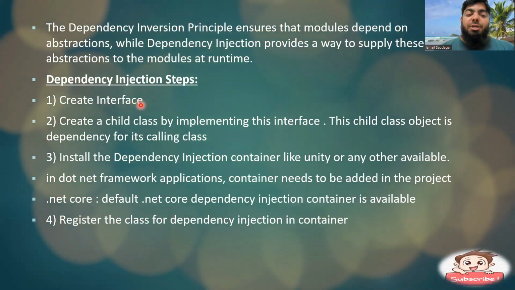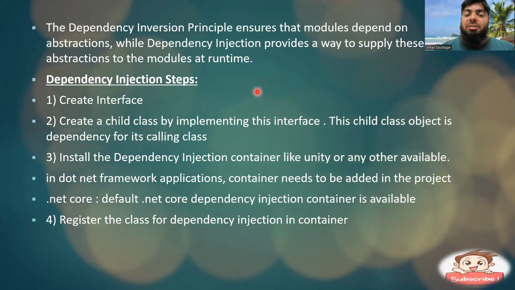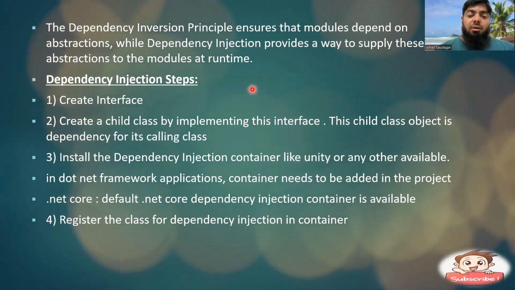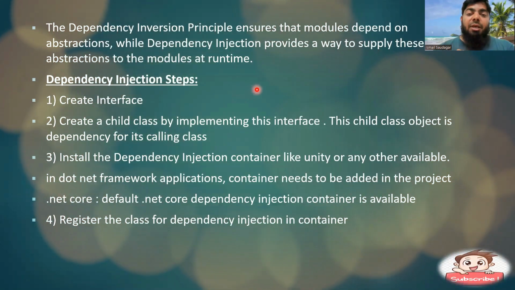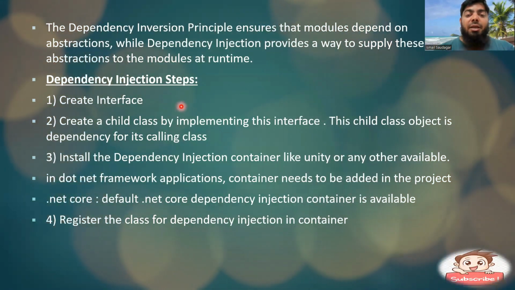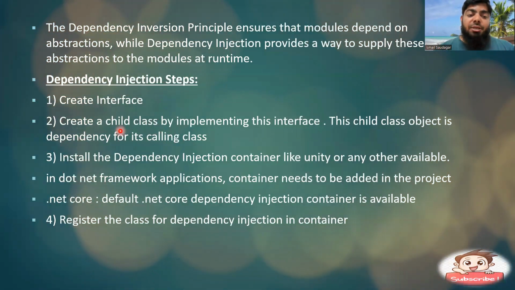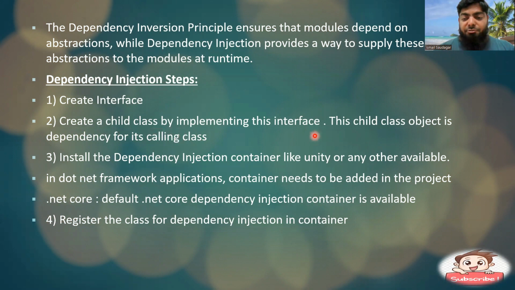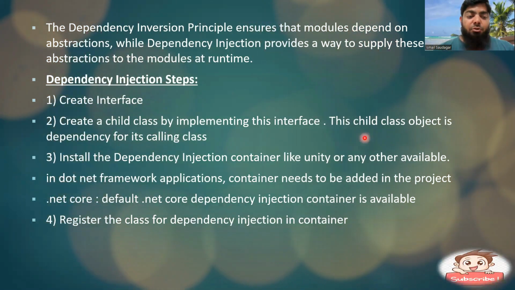So first we need to create the interface. It requires the interface. Suppose I'm having a class A and I'm passing this class A's object to some other class. In that case, I need to inherit this class A from an interface. The second step is to create a child class by implementing this interface. This child class object is a dependency for its calling class, as I have told you.